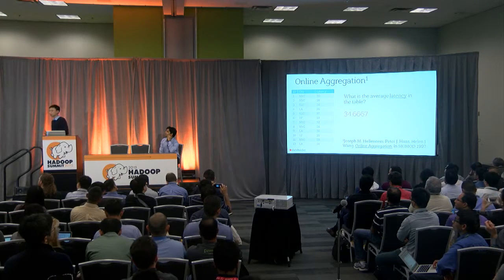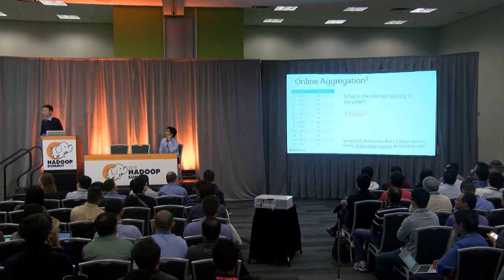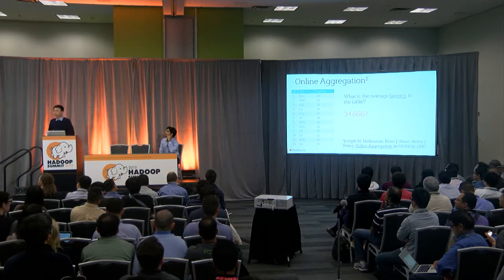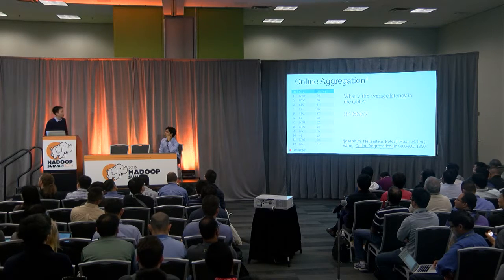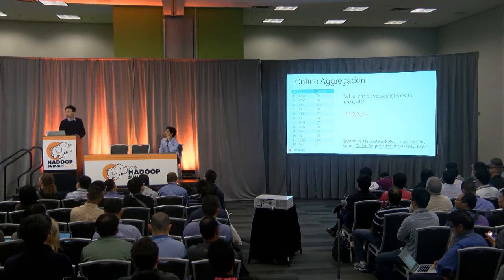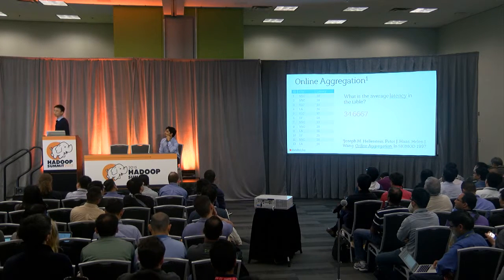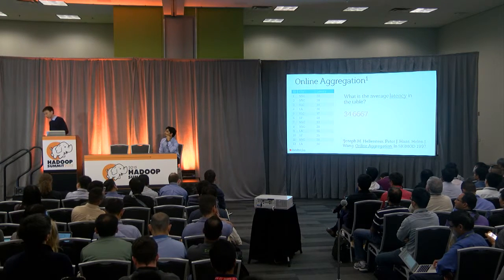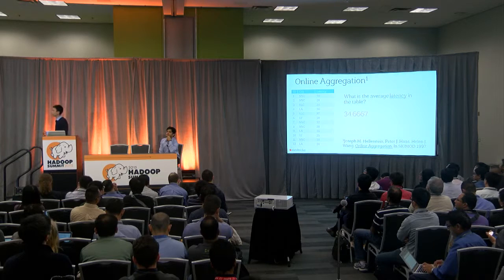Let me explain it using a simple example. Now let's assume we have an example table, which is just a log of all the sessions across the whole country. This table has 3 columns: basically, we store the ID, the source city, and the latency of each session. Now we want to do some simple analysis on this table. Let's say I just want to find out the average latency in the table.